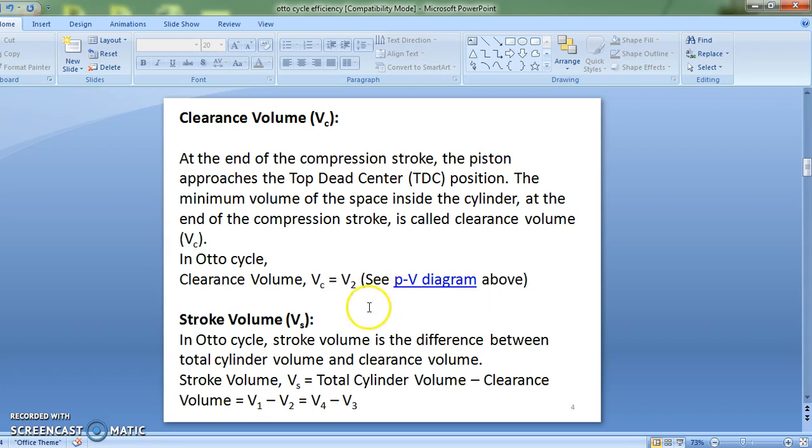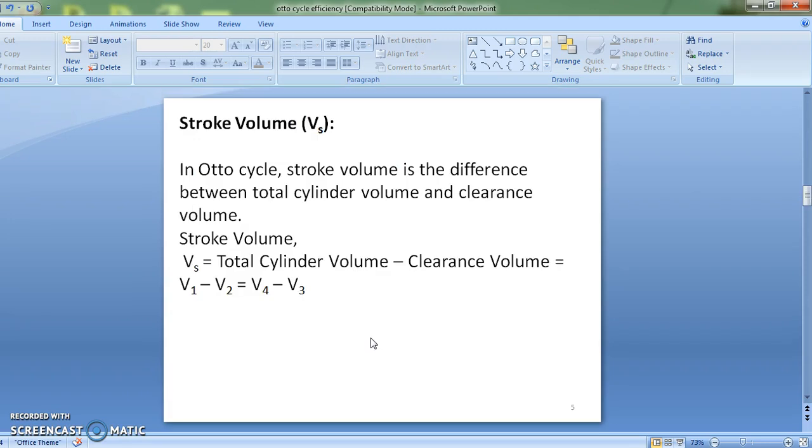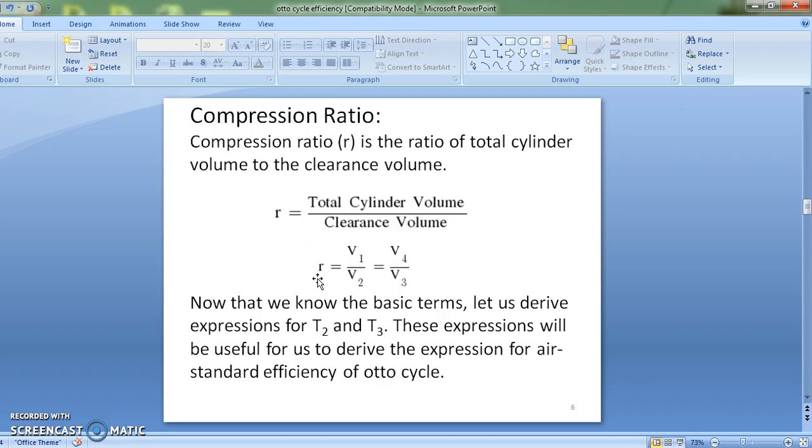See the PV diagram above. Stroke volume, that is Vs. In the Otto cycle, stroke volume is the difference between total cylinder volume and clearance volume. Stroke volume Vs equals total cylinder volume minus clearance volume, equals V1 minus V2 equals V4 minus V3. Stroke volume is again mentioned over here.